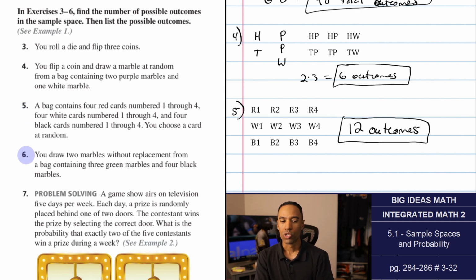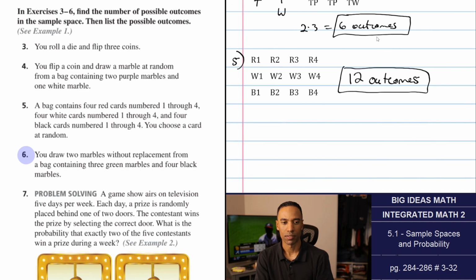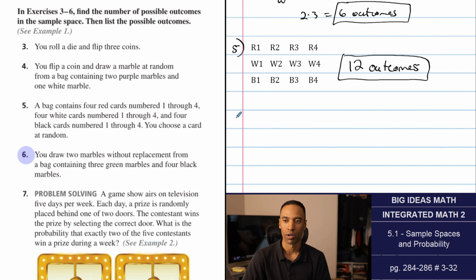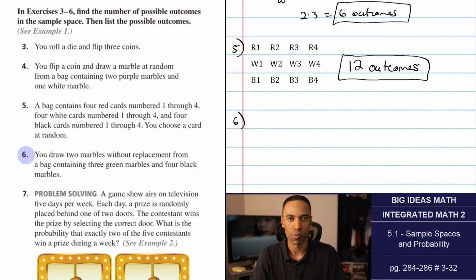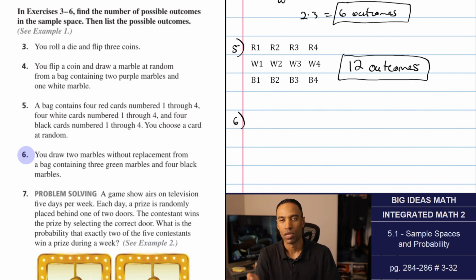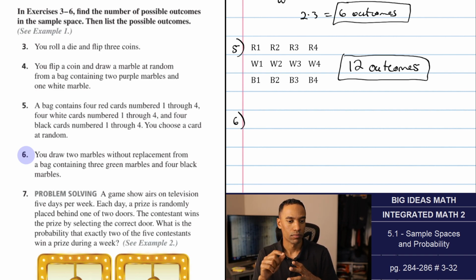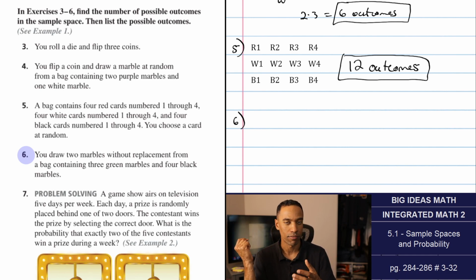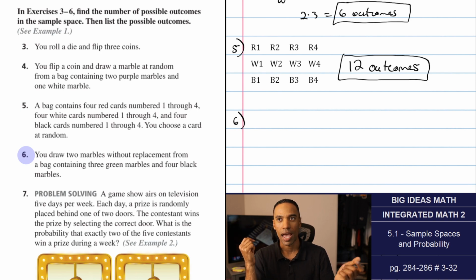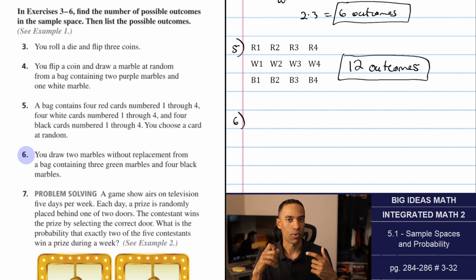Okay, number 6. You draw 2 marbles without replacement from a bag containing 3 green marbles and 4 black marbles. The phrase without replacement means you don't put it back in. If there are 3 green and 4 black, then there are 7 marbles. If I draw a marble out of there, there are now only 6 marbles left in there. And the different kind of marbles that you have depend on what you chose before.